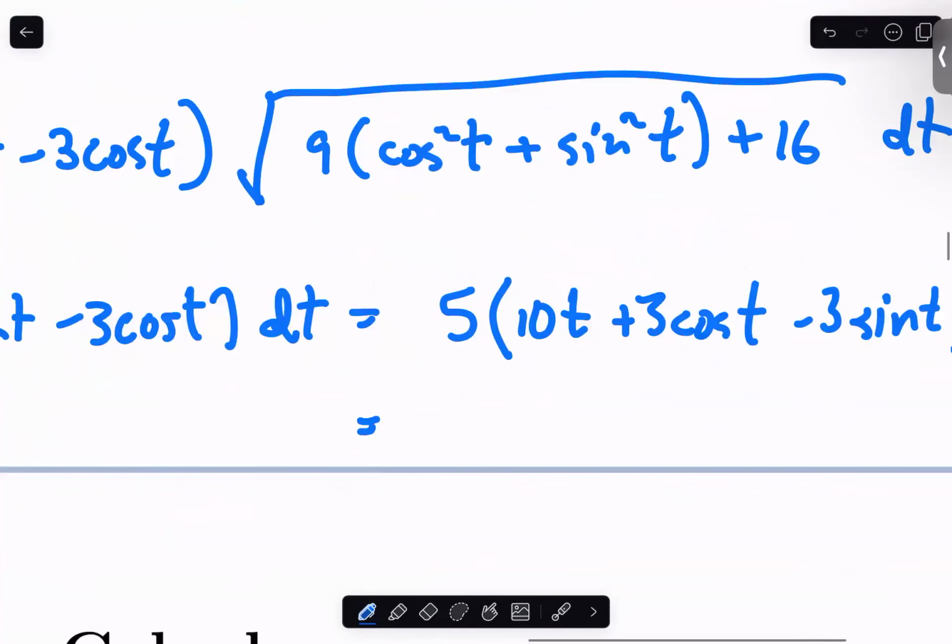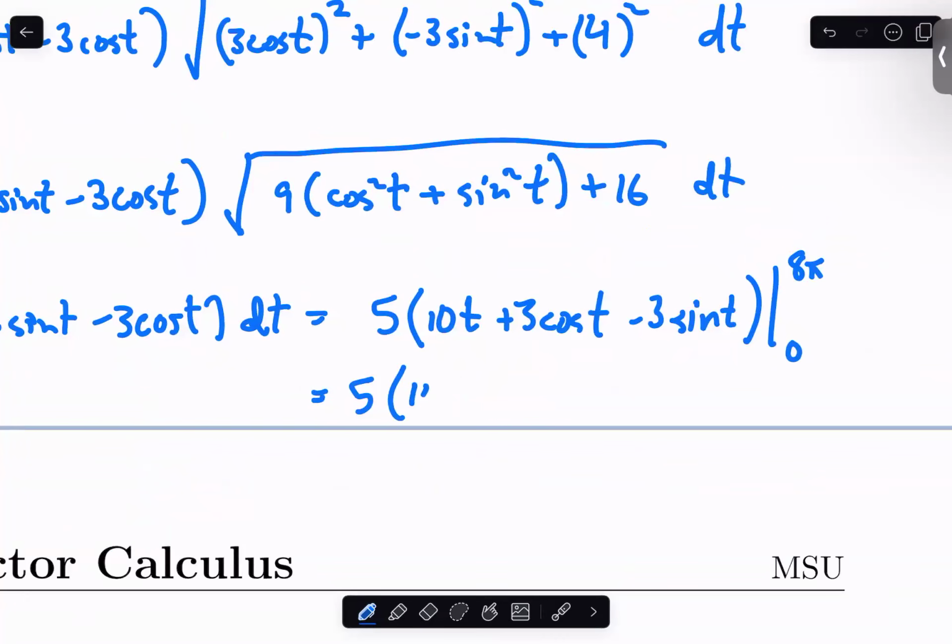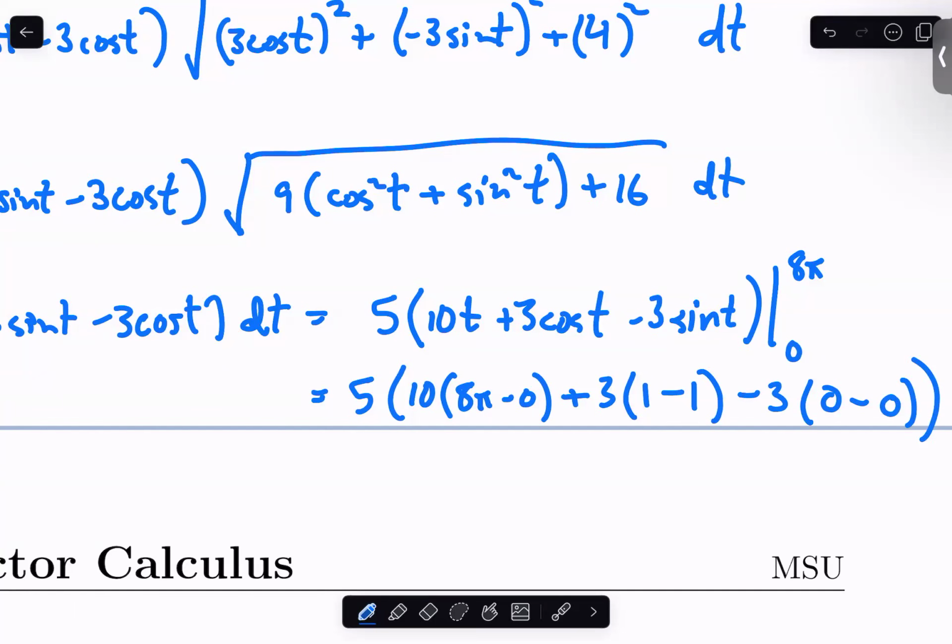So why don't we go ahead through here. Again, we're going to have 5 times a whole bunch of stuff. I'll have 10 times 8 pi minus 0, I suppose, if I just evaluate these term by term, plus 3 times cosine of 8 pi, which is going to be, what, 1, minus cosine of 0, also 1. So this part just goes away. Now, sine of 8 pi is 0, and sine of 0 is 0. So these pieces just go away here. And let's see. So my final answer is going to be this 5 times the 10 times the 8 pi. So what, 400 pi. And the units here will be in grams.